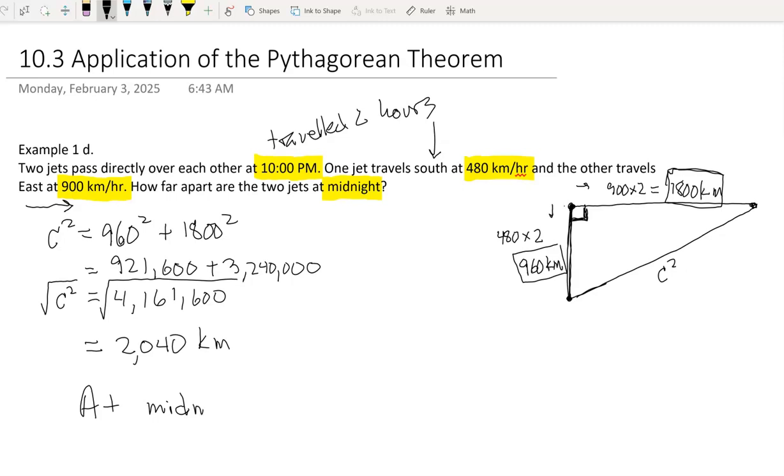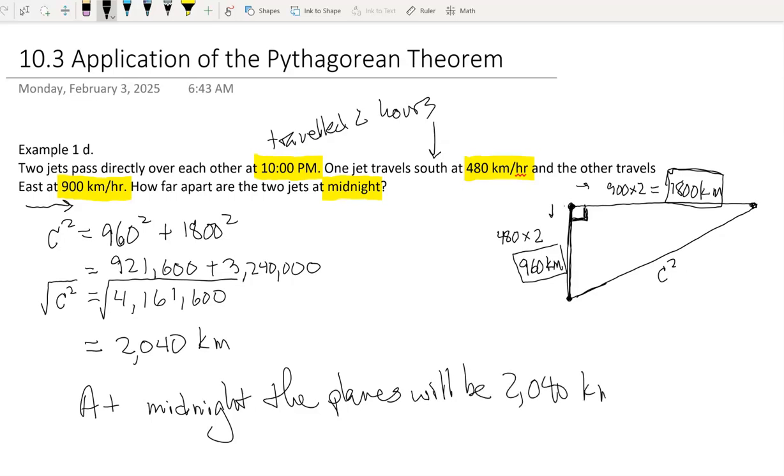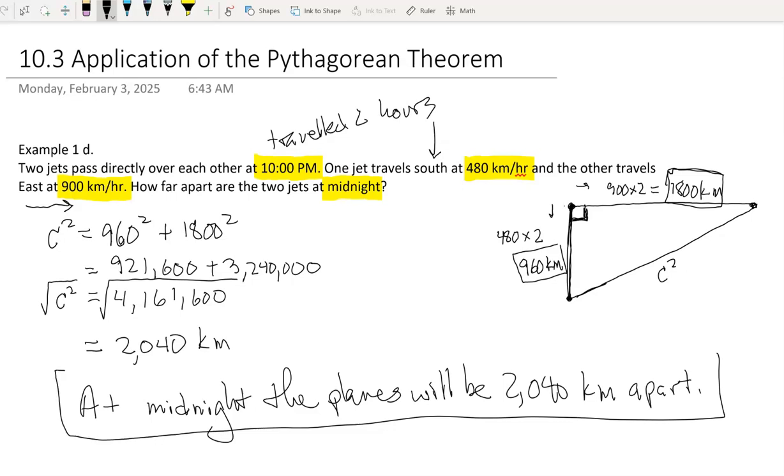So at midnight, the planes will be 2,040 kilometers apart. Okay, make sure you answer in a complete sentence.